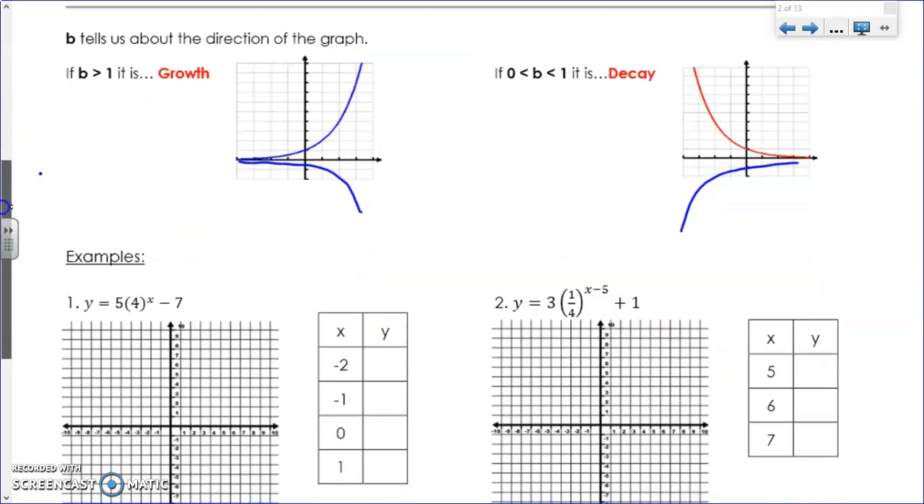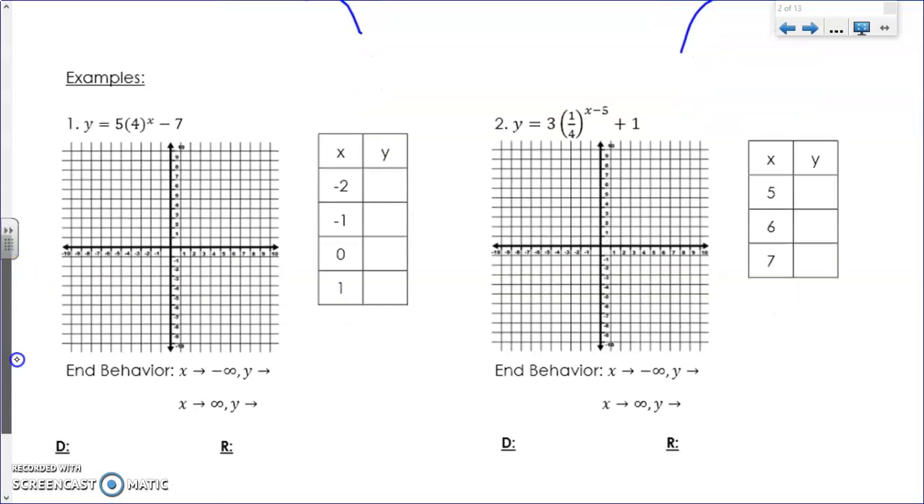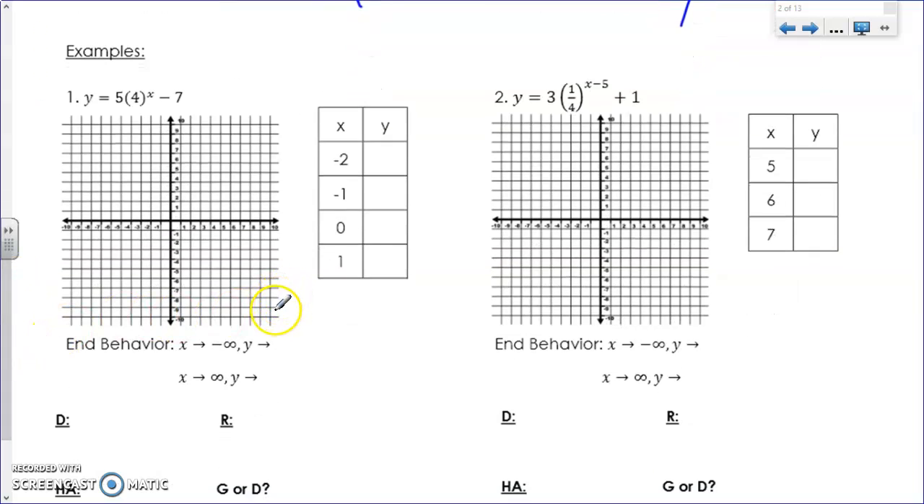Okay, so let's look at a couple of examples. I just have 2 on here that we're going to look at. You have 4 on yours because I gave you 2 that you could do by yourself, and then you can come back in and check this when I upload the notes.